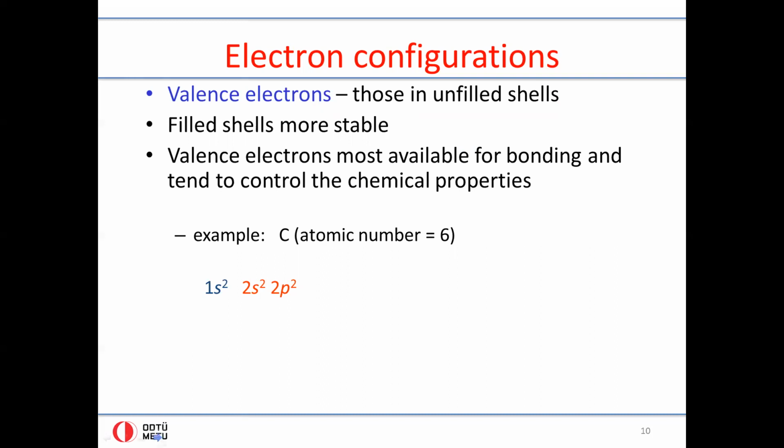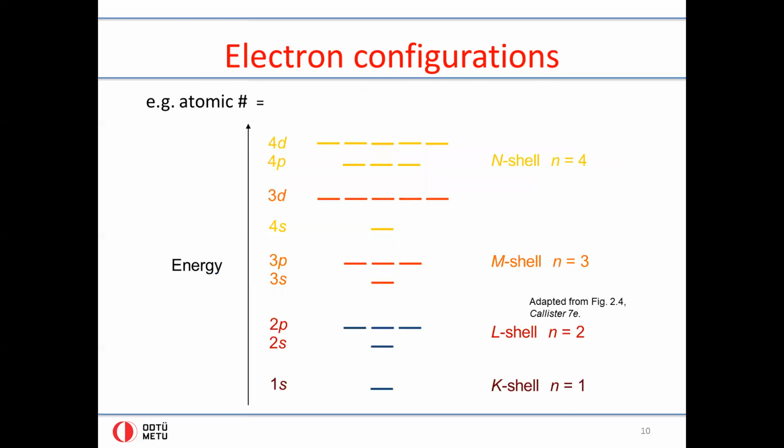So in the case of carbon, atomic number 6, you have 1s2, 2s2, 2p2. You know from previous classes that this is in such a position that it can lose these 4 electrons, or it could gain 4 more electrons. Hence, it's in such a position that it can move to become more stable.